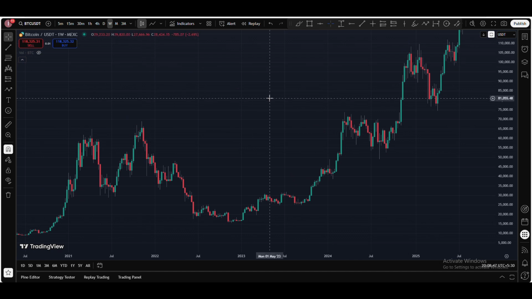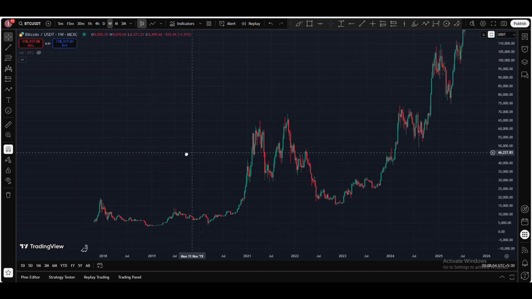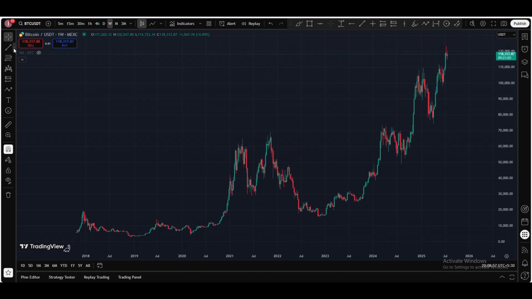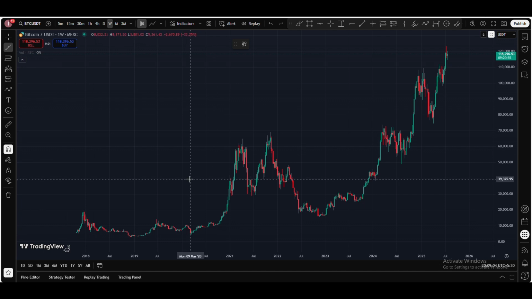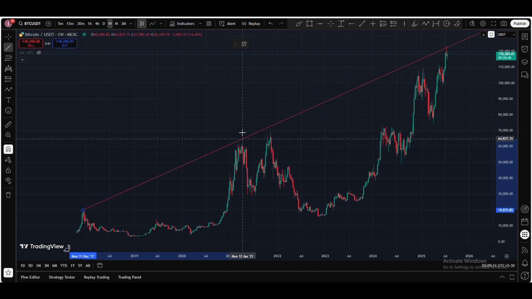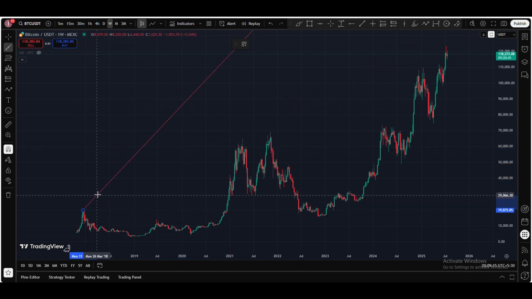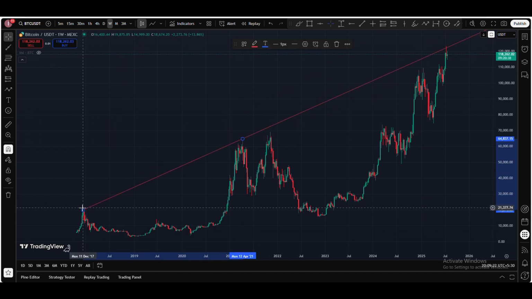I'm in the weekly time frame. Actually, we can see a resistance. You can use the trend line tool kit, select the trend line, and mark the previous all-time highs: the 2018, 2017 previous all-time high and the 2021 all-time high, and mark the resistance level.